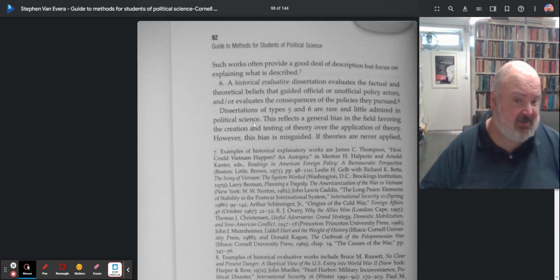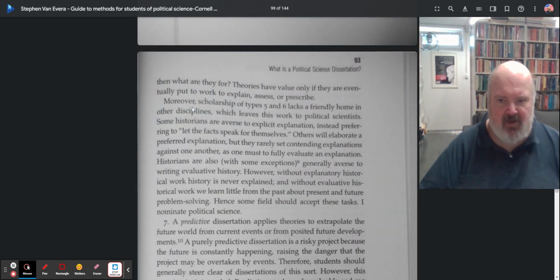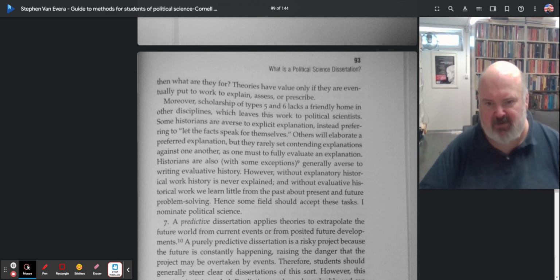I think that's true. This reflects a bias in favor of creating and testing theories over the application of a theory. However, this bias is misguided because if theories are never applied, then what are they for? Theories have value only if they are eventually put to work explaining things. Moreover, scholarship of type 5 lacks a friendly home in other disciplines. In other words, they're not welcome in other disciplines, which leaves this work to political scientists.